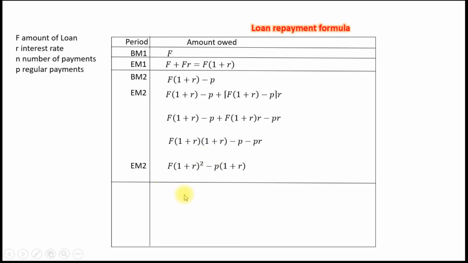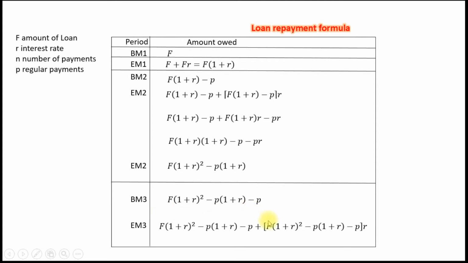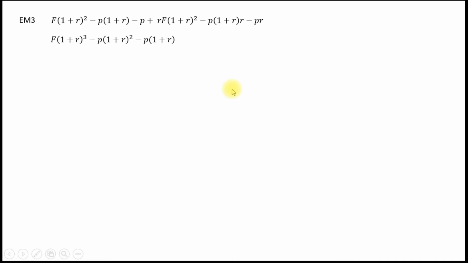Now, at the beginning of month 3, we make a payment. So we will owe what we owed at the end of month 2 minus a payment. And if we continue to do the algebra, at the end of month 3, we will owe this amount plus R times this amount, which, this gets longer and longer, the formula. So at the end of month 3, we will owe this amount. And here I've multiplied the R into the bracket, and we do a bit of algebra.